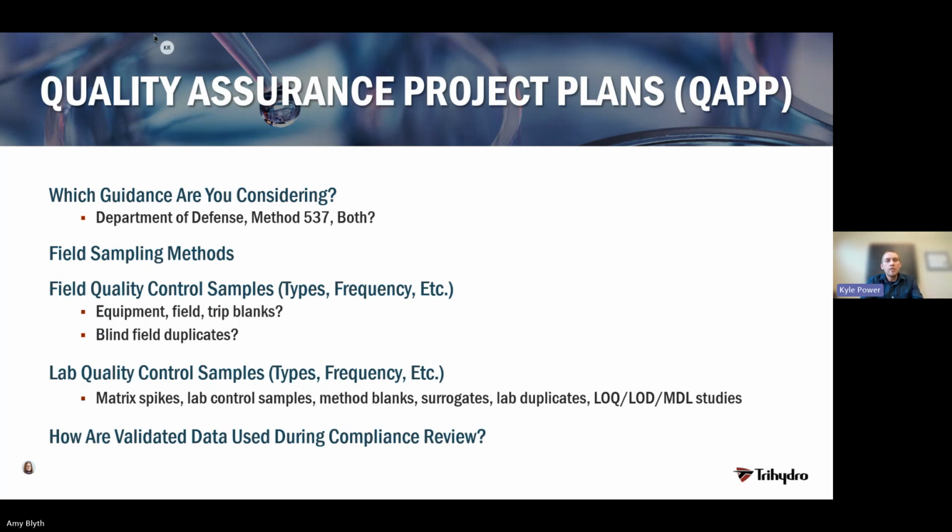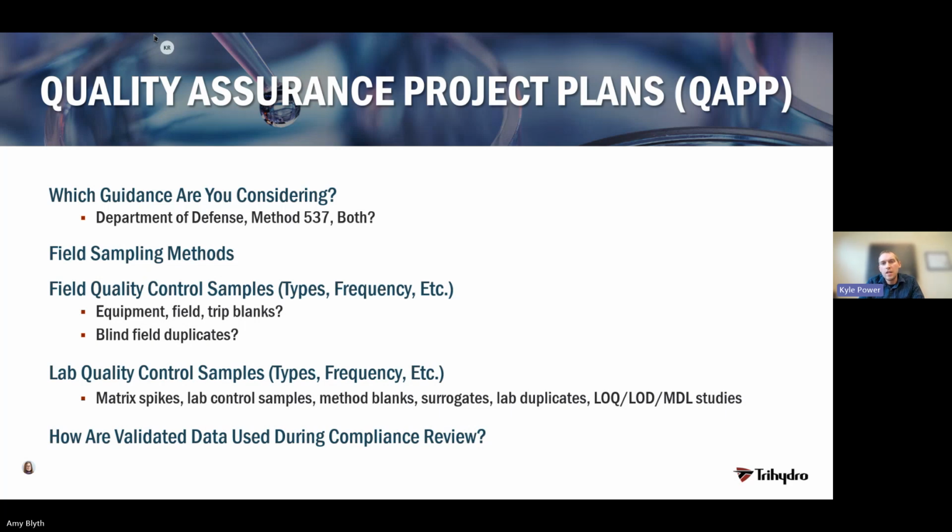And so I have a list of a couple of things to consider when putting together one of these QAPPs. First of all, what guidance are you considering that's out there? Are you considering a guidance at all, or are you kind of building this custom? I always like to look to see what kind of guidances are out there that have been developed, either by the requirements in the method. The Department of Defense has a lot of stuff out there for their specific sites. Are you going to use both? Are you going to take pieces and parts of that?